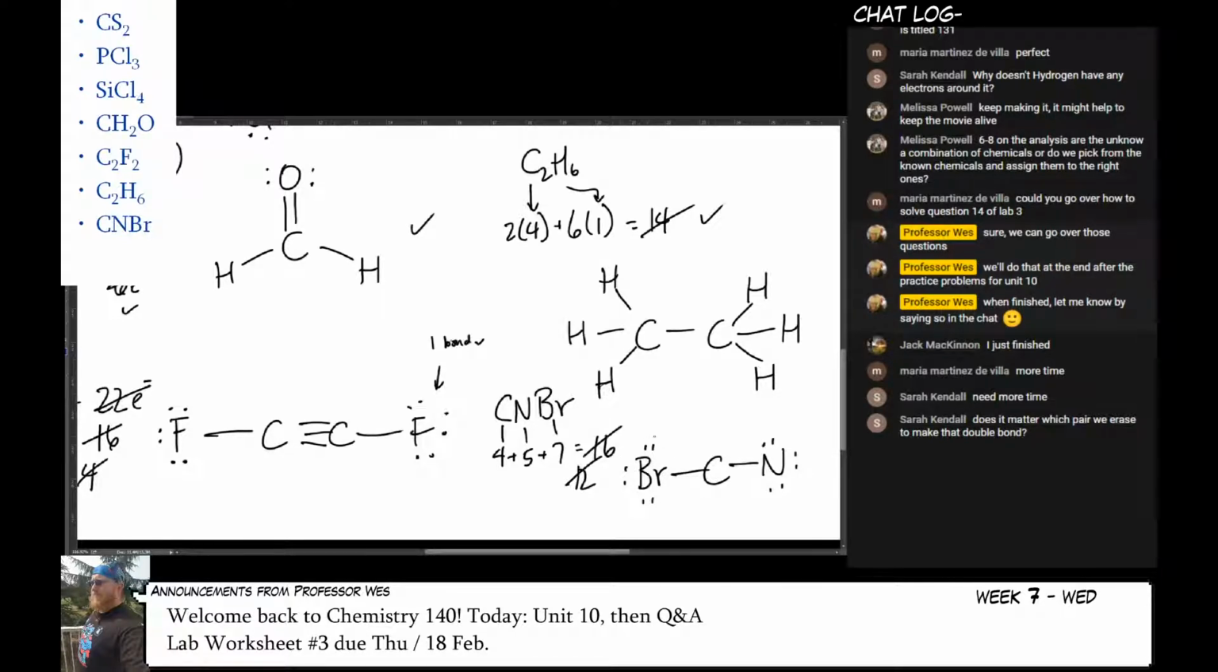Remember, bromine is group 7. It only wants to make 1 bond. Nitrogen wants to make 3. So what's going to end up happening here is that this will share its electrons, and bromine won't. So this is the correct structure.